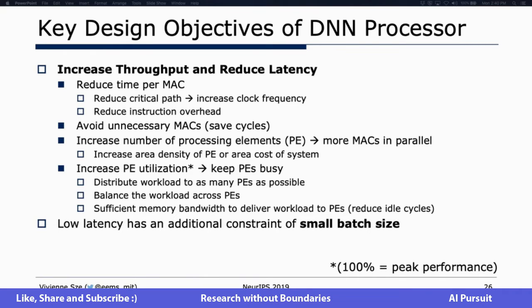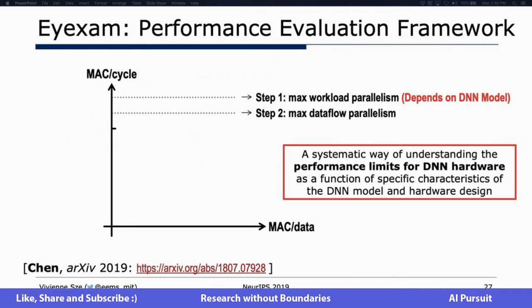You might also want to increase the number of processing elements we have, and by processing elements we mean multiply and accumulate engines. So if you can do more multiplies and accumulates in parallel, you're also going to go faster. Now this can be achieved by either increasing the area density, meaning basically reducing the area cost per processing element, or it's just going to be increasing the cost of the system in order to achieve this form of parallelism.